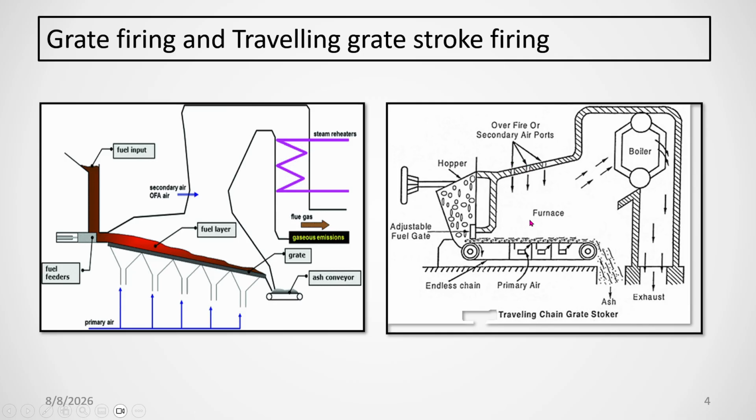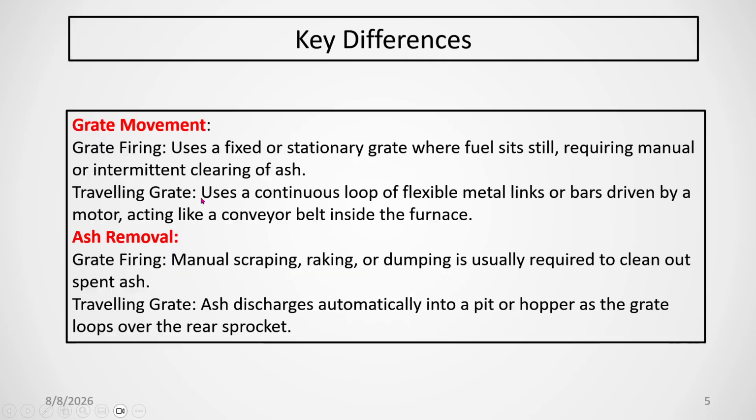Overfire air, also secondary air, we can add to complete the firing. This is the moving grade, and this is the fixed grade. Fixed grade firing uses a fixed stationary grade where fuel sits still, requiring manual and intermittent clearing of ashes. A traveling grade uses a continuous loop flexible metal link or bar driven by a motor, acting like a conveyor belt inside the furnace.